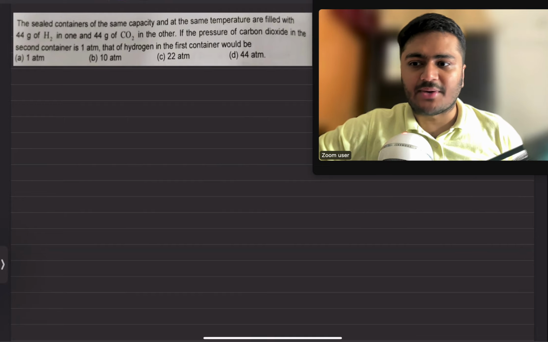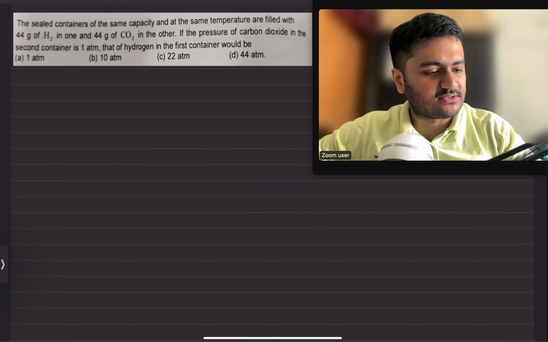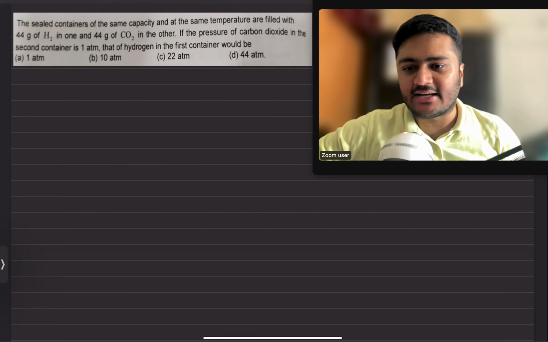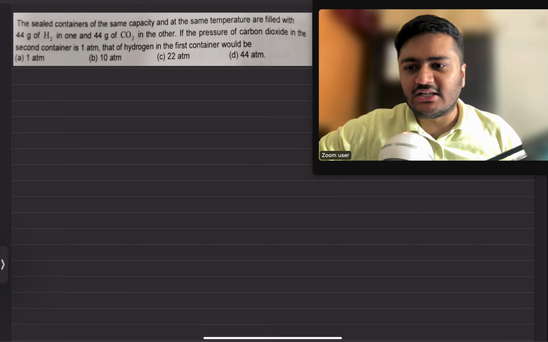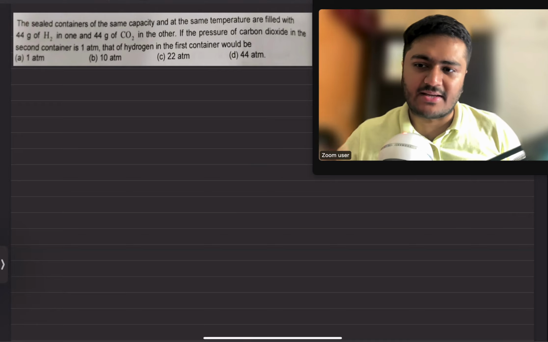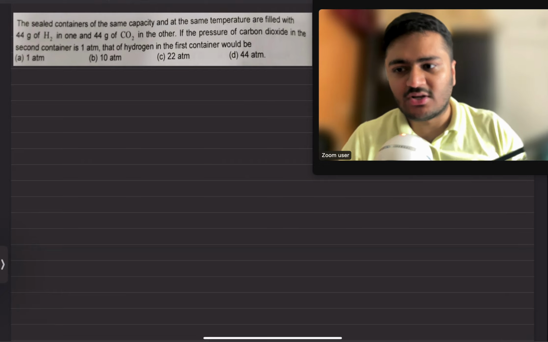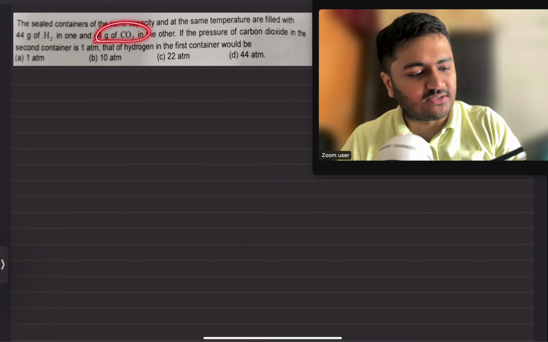Now let's read this question. The question reads that the sealed containers of the same capacity and at the same temperature are filled with 44 grams of H2 in one, and 44 grams of CO2 in the other.